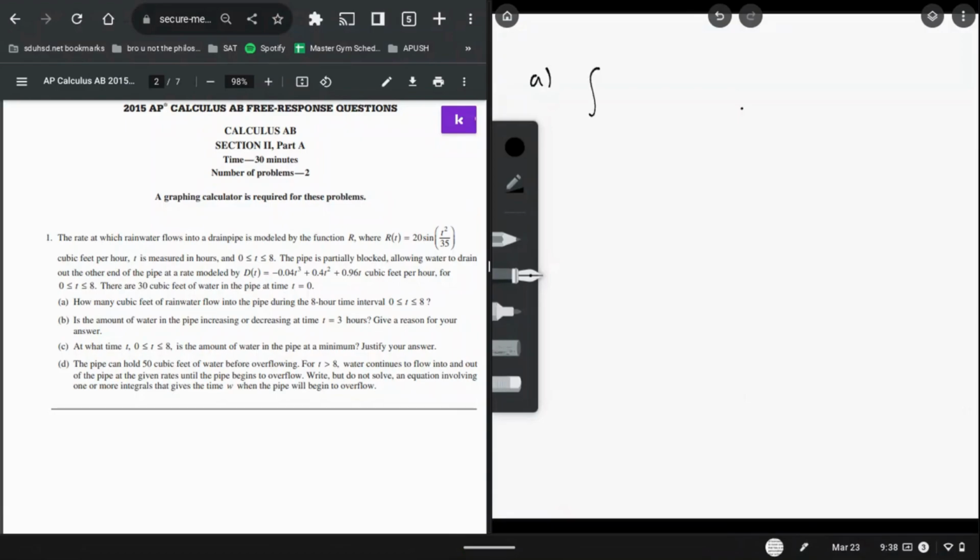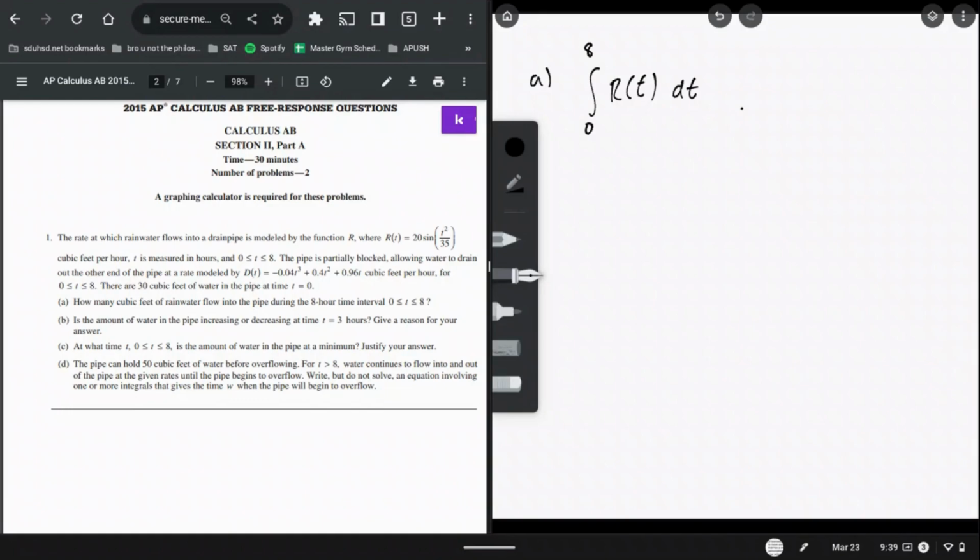So with the information, all you have to do is the integral from 0 to 8 of R of t. You don't have to do plus 30, and you don't have to do minus D of t. Just the integral from 0 to 8, which is 0 to 8 hours, of R of t.